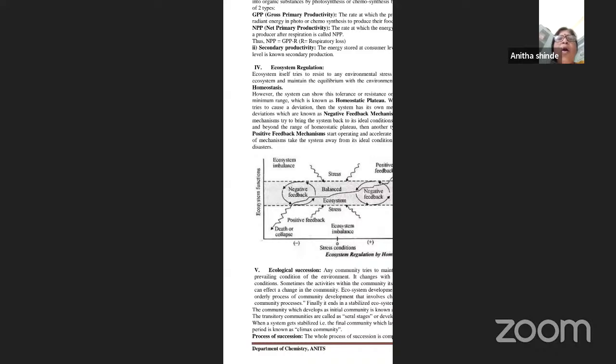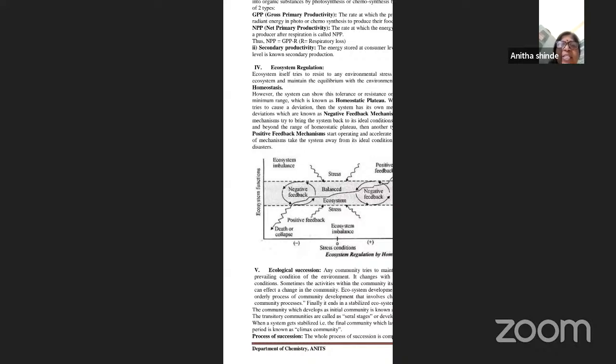So the ecosystem should always be regulated. There should always be a balance between these two. It can show tolerance and resistance only up to a minimum or a maximum range, and that range we call the homeostatic plateau. Beyond that, you may go into either negative feedback or positive feedback. So this is about ecosystem regulation.